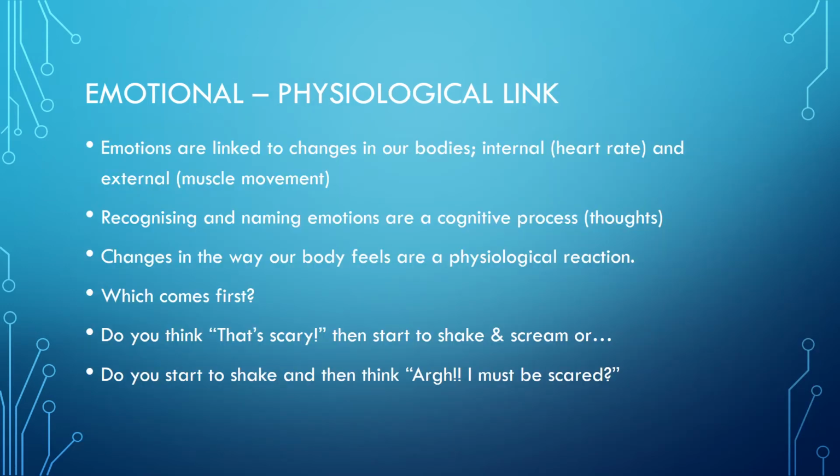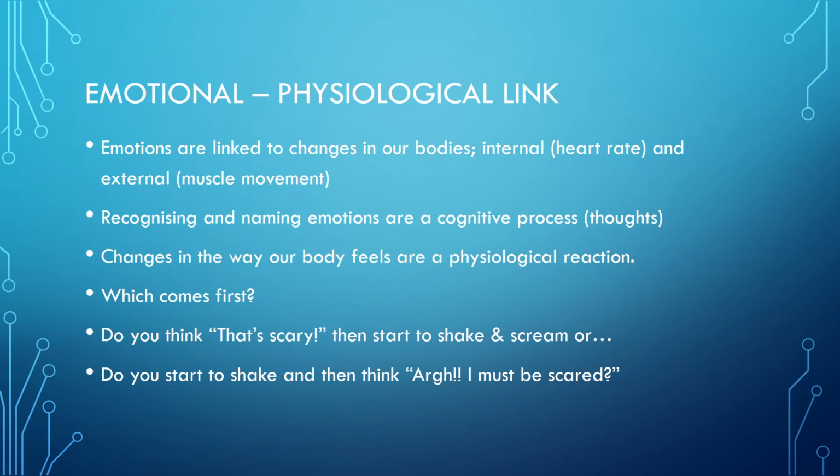So what's obvious from your self-reflection is that emotions are linked to certain changes in our bodies, certain physiological changes, some of which is internal, things like your heart rate, things that you can't really control consciously, and other things are external, like your muscle movements, the tensing of some, the relaxing of others.